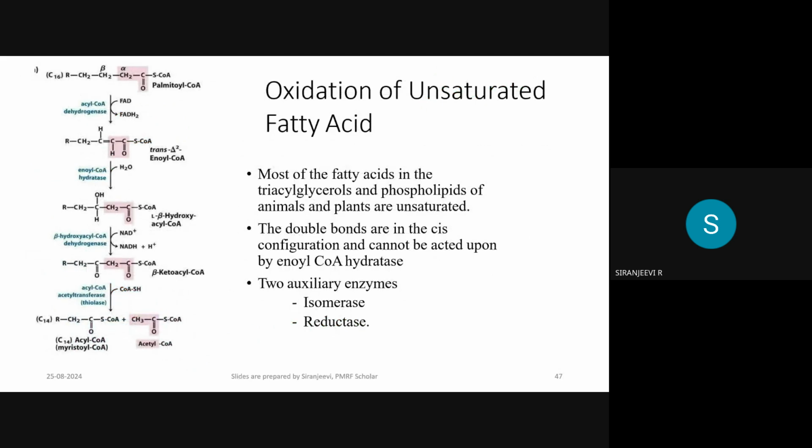And there is another type called unsaturated fatty acids. There are many unsaturated fatty acids in the body system. Unsaturated fatty acids have double bonds, in the cis configuration. Whenever the cis configuration is there, beta oxidation cannot proceed directly, because the enzymes responsible for beta oxidation act on the trans configuration. So wherever the cis configuration is there, we have to use two more enzymes called auxiliary enzymes, that is the isomerase as well as the reductase.